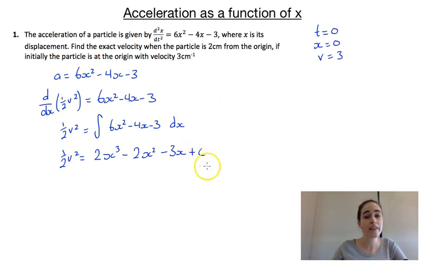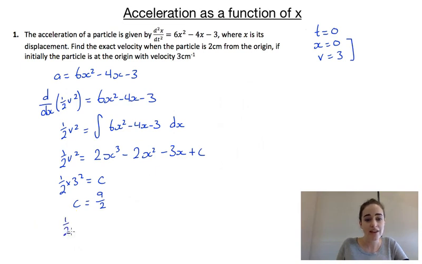Now we want to figure out what that c is. So that's where we can use these pieces of information up here. So we know that when v is 3, x is 0. So we could write in a half times 3 squared is equal to. Now because x is 0, those first 3 terms are all going to go to 0, so that's just going to give us c. So that means c is equal to 9 over 2.